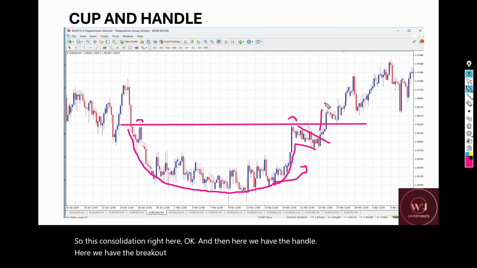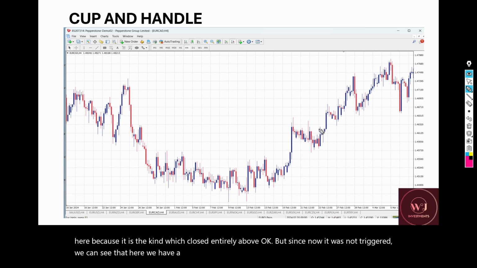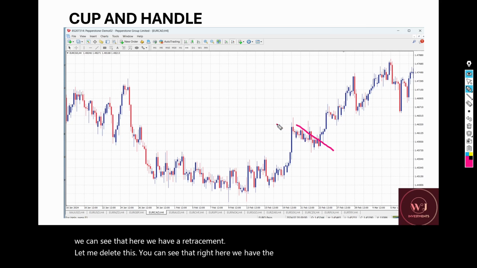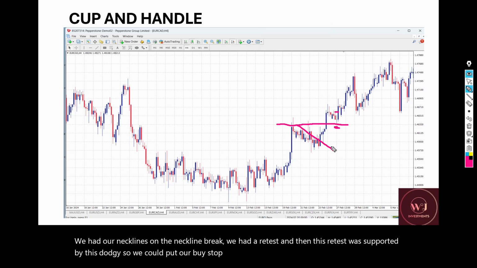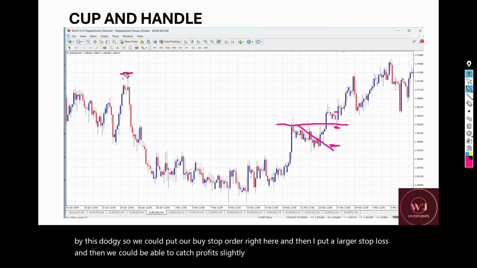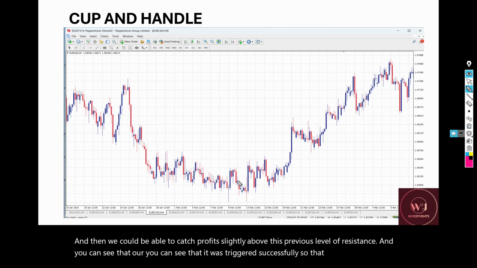On the breakout strategy, we would enter from this pin bar right here, because it is the candle which closed entirely above. Okay, but since it was not triggered, we can see that here we have a retracement. Let me delete this. You can see that right here we have the handle, and then right here we had our neckline. On the neckline break, we had a retest, and this retest was supported by this doji. So we could put our buy stop order right here, and then I put a larger stop loss, and we could catch profit slightly above this previous level of resistance. And you can see that it was triggered successfully. So that is how we trade the cup and handle chart pattern.